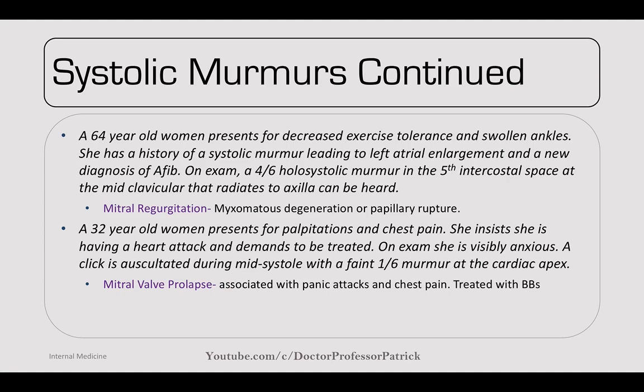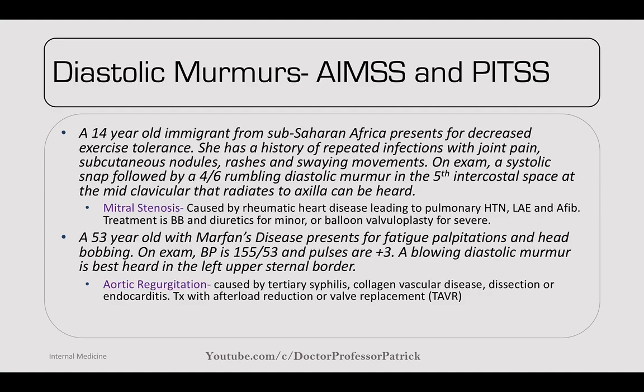So this is also in the mitral area. There's a click and then a faint murmur. So this is during systole. So this is the mitral valve again, and this is mitral valve prolapse. And mitral valve prolapse can be associated with panic attacks and chest pain, and these people are treated with beta blockers.